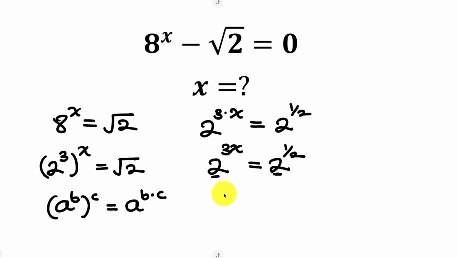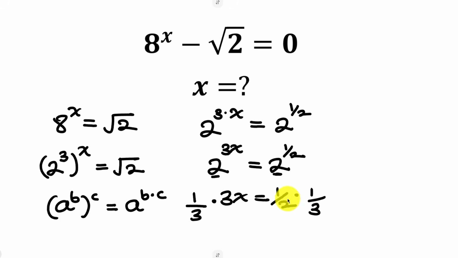The power on the left is 3x. This is equal to the power on the right, which is 1 all over 2. Good. In order to get rid of this 3, I'm going to multiply both sides by 1 all over 3, which is the inverse of this 3. So multiply the left by 1 all over 3. We do the same thing on the right hand side in order to balance the scale.